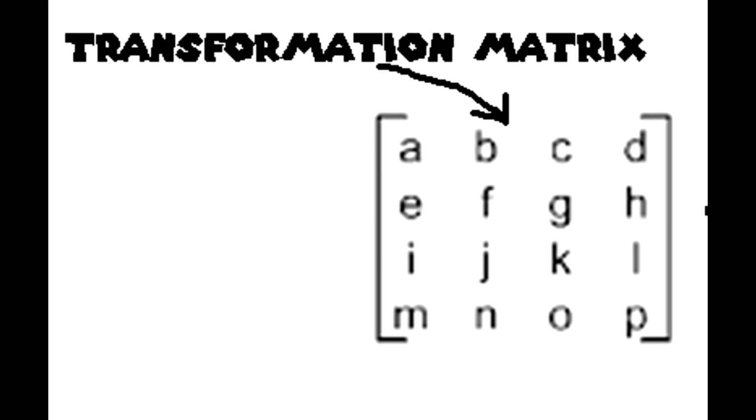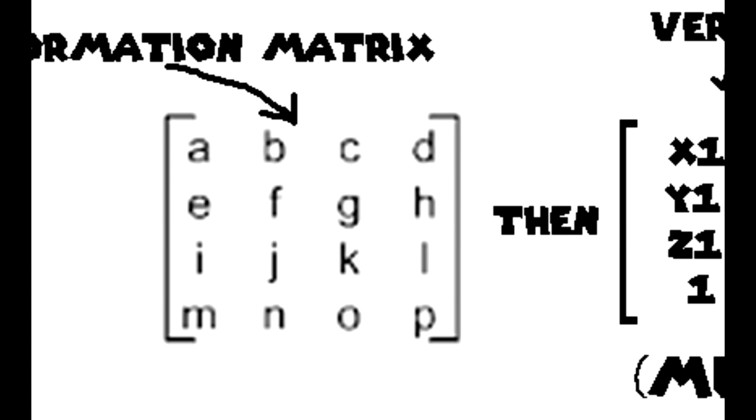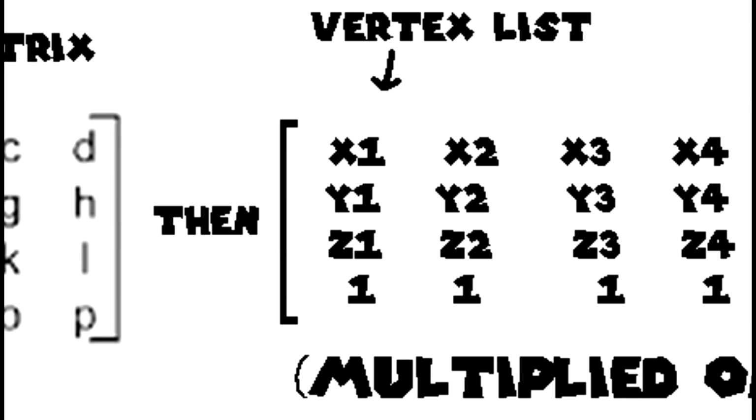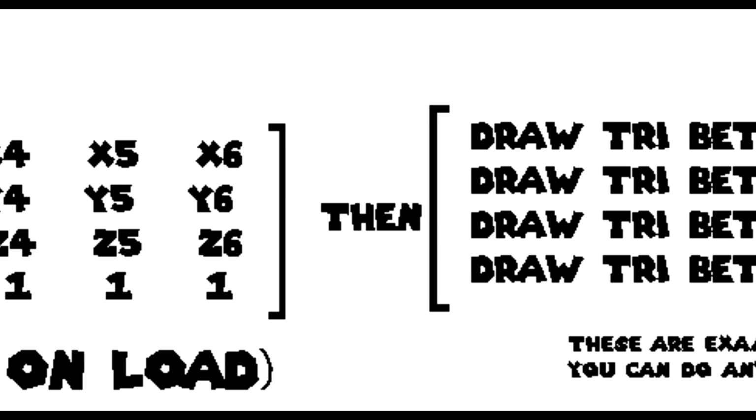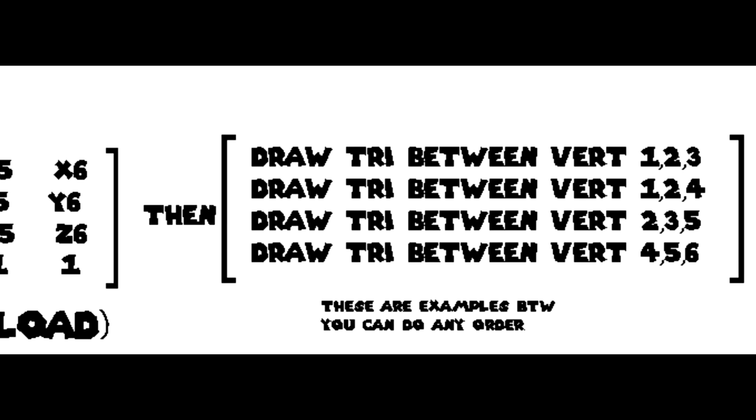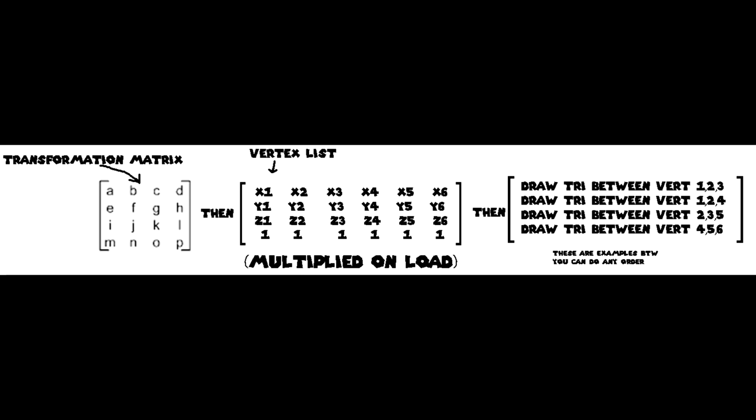The command chain for this looked like this. We load our matrix, and then we load our vertices in, and whenever the N64 loads in the vertices, they are instantly being multiplied by the last transformation matrix. And then we draw a triangle connecting our pre-multiplied vertices.